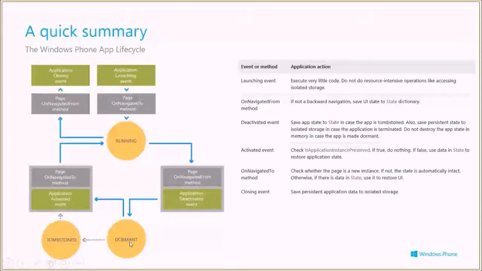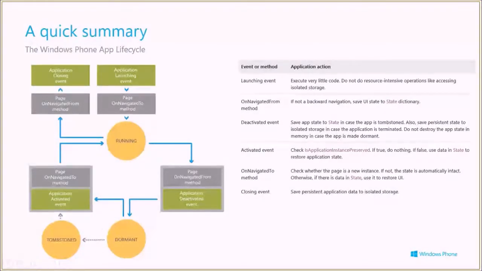So you can reactivate the application either from a dormant or a tombstone state, and depending on how you manage your logic in the deactivation method or OnNavigatedFrom, you might lose the data or not. You can reload the data if lost through a tombstone through the activated event, or you can reload the data for that specific page in the OnNavigatedTo method. I think this is exactly what we've done, and this is the Windows Phone application lifecycle. This is how it looks.